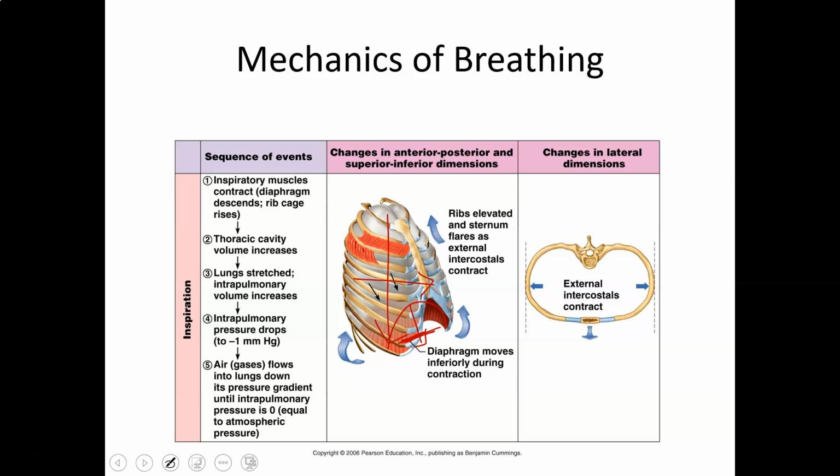For normal breathing out, all you do is relax those muscles. The diaphragm becomes that dome again. The rib cage goes back down. That decreases the volume to increase the pressure so that you blow air back out.